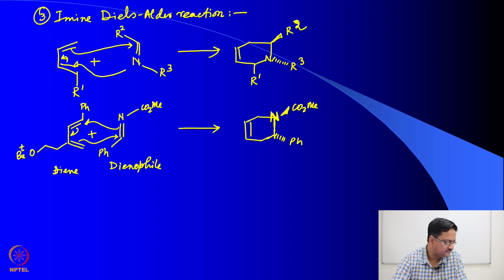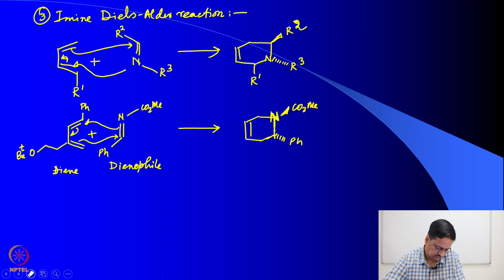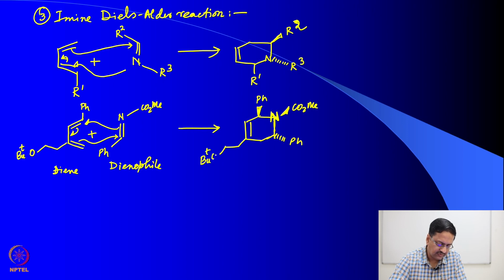The Ph is here, sorry, the Ph is on the other carbon, and this is the point where you have tertiary butyl group connected to the oxygen. So, this is the product that happens to be one of the examples of imino-Diels-Alder reaction. So, with this we end our discussion on the Diels-Alder reactions.